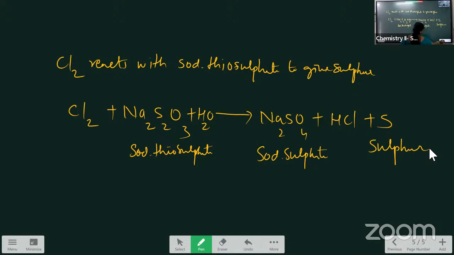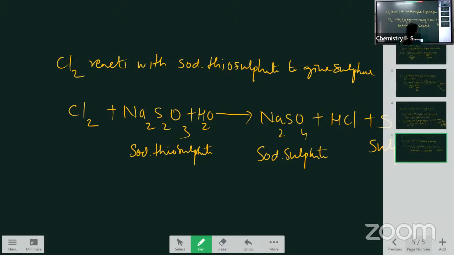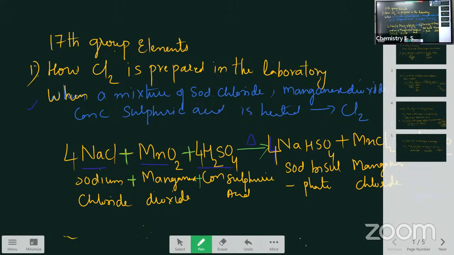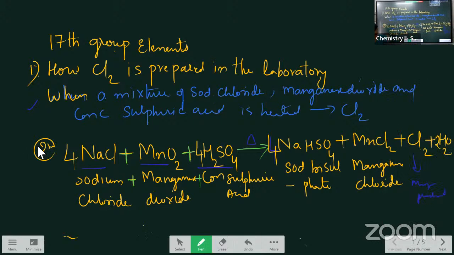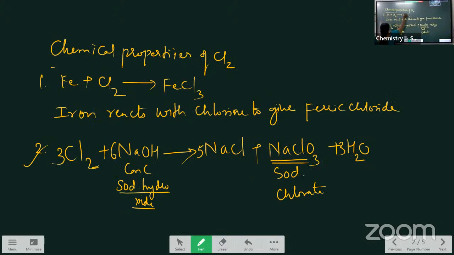Right. I will just recall. First one is the preparation of chlorine in the laboratory. So how is chlorine prepared? When sodium chloride and manganese dioxide are heated in the presence of concentrated sulfuric acid, you will get sodium sulfate, MnCl2 and Cl2. So this is the preparation of chlorine. So this is for 2 marks. Okay. The next, chemical properties. So chemical properties of Cl2.